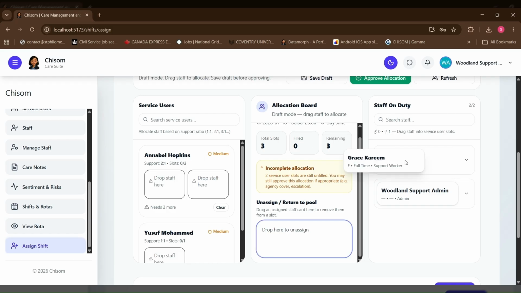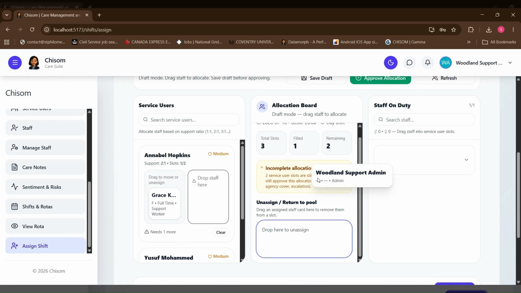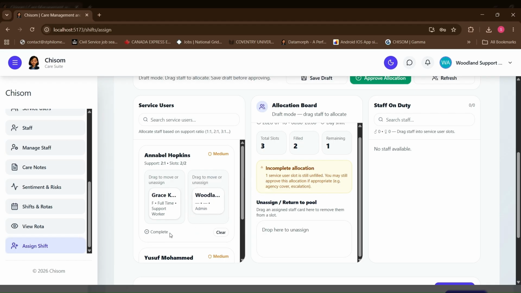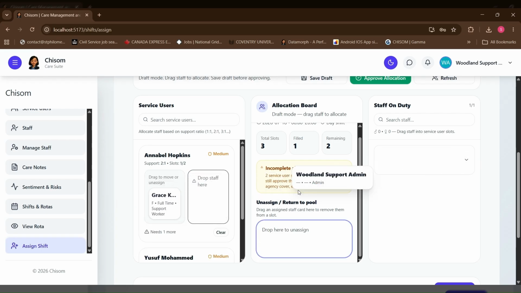So if I drag Chris Karen to this first one, it has reduced, needs 1 more. I drag this to this, and it tells you complete. So if I click clear, it goes back. I can always reverse it. So let me take it here. Let me take it here.